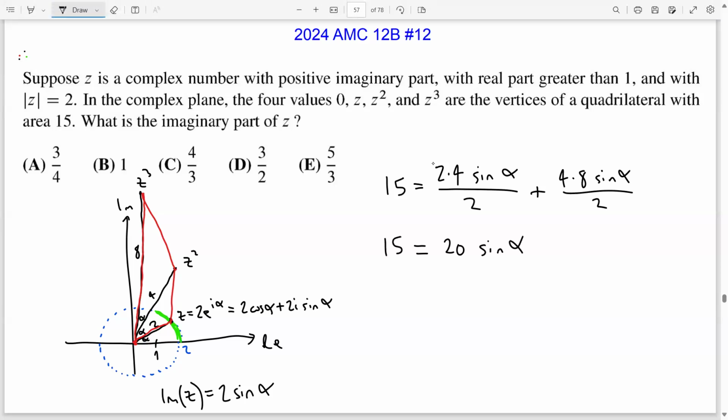So therefore, we can divide both sides by 20, and we'll get that sine alpha is equal to 15 over 20, which is 3/4. Now remember that the imaginary part of z was 2 sine alpha, so now we can substitute sine alpha with 3/4. You see that the imaginary part of z is going to be 3/2, which is choice D.